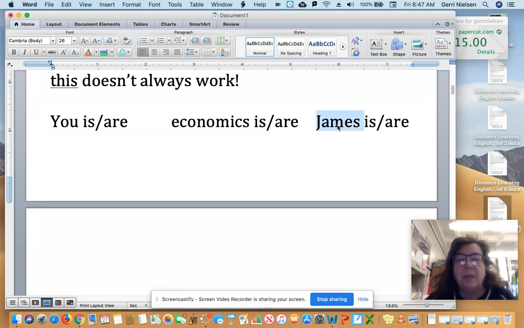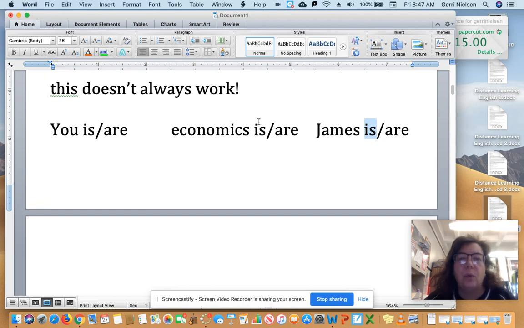And then with names, sometimes you have an S on the end of a name. So you've got James. And then if this makes sense with the S thing, you'd have James are. Well, James are is never going to work for you. You need the singular is. So remember, the S rule doesn't always work, but many, many times it does.